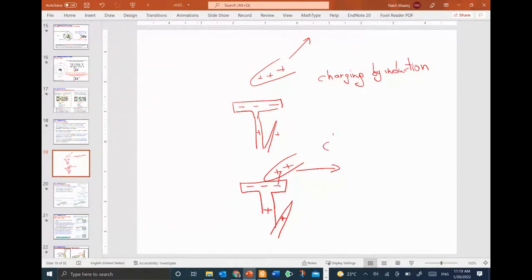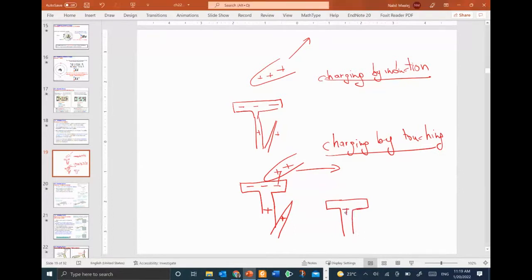So this is now charging by touching. Okay, so charge by induction, charge by touching. The last thing he illustrated is the grounding. Okay, so the electroscope had a net positive charge. Okay, so this is the needle, had a positive charge.